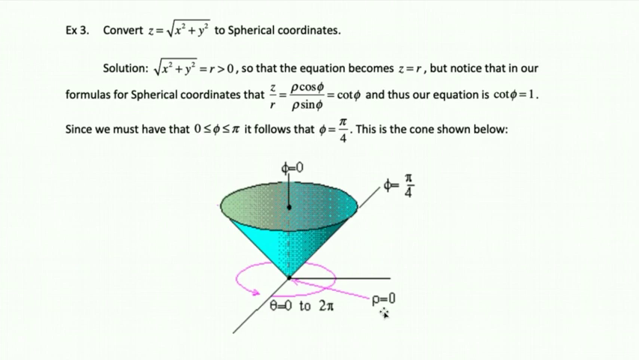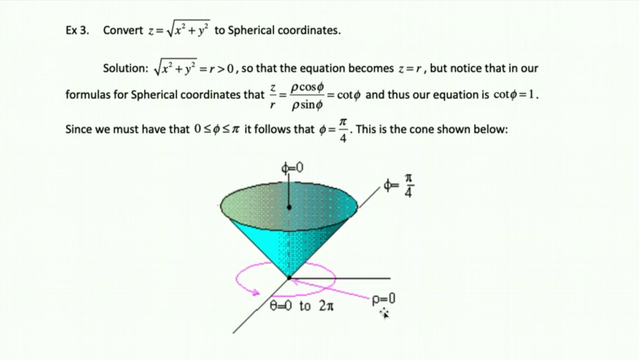Example 3, convert z equals the square root of x squared plus y squared to spherical coordinates. Now, I'm just going to show you in this particular problem that sometimes, once again, it's nice to introduce the little r from polar cylindrical coordinates. Okay, let's go ahead and do that. Let's have the square root of x squared plus y squared equals r. That's going to be greater than 0. So the equation above becomes z equals r.